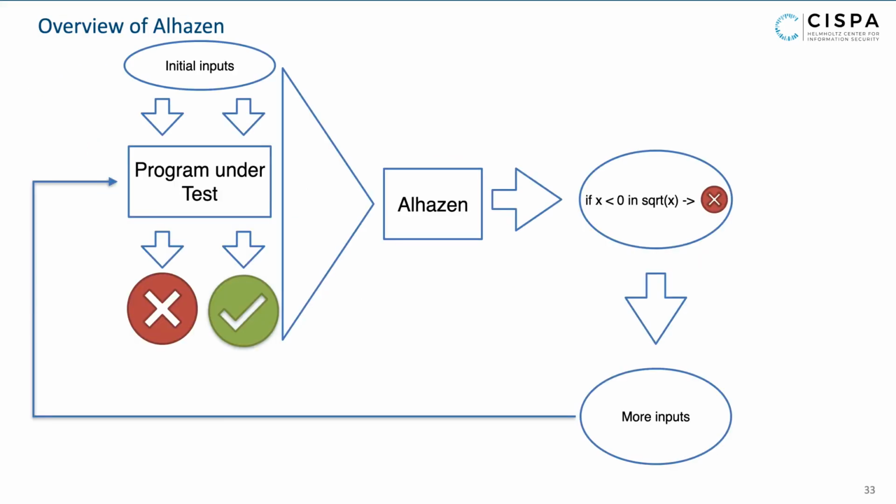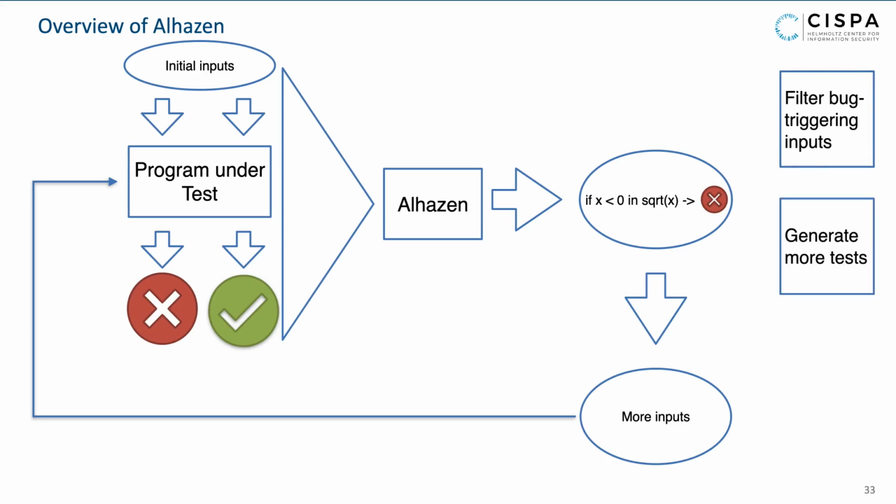To summarize, Alhazen shows that a decision tree learner and a test generator can be combined into a feedback loop to generate a model of program behavior, which can be used to filter bug triggering inputs, generate more tests, and limit scope in debugging.